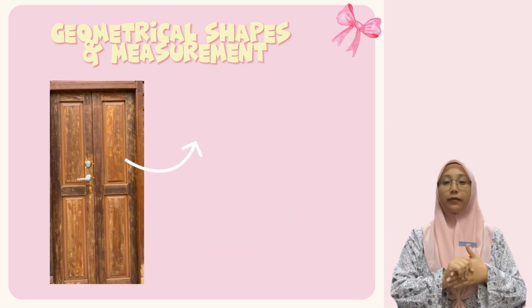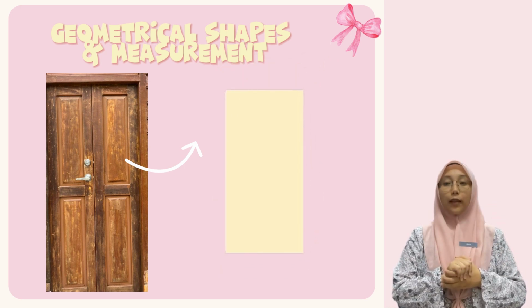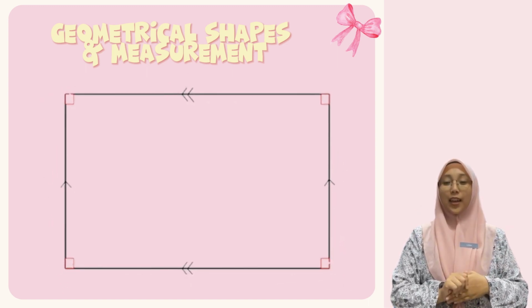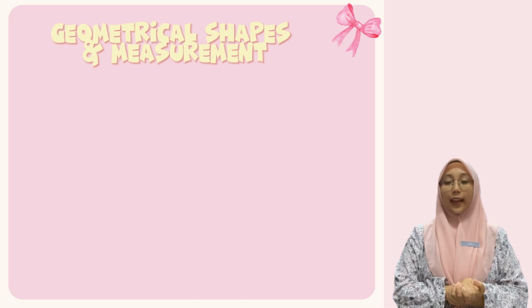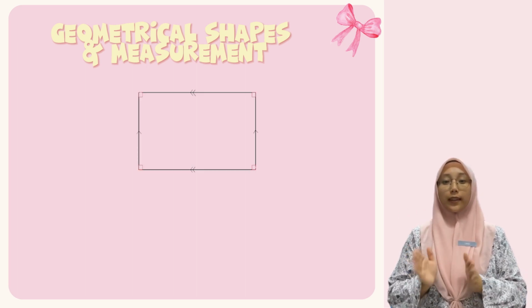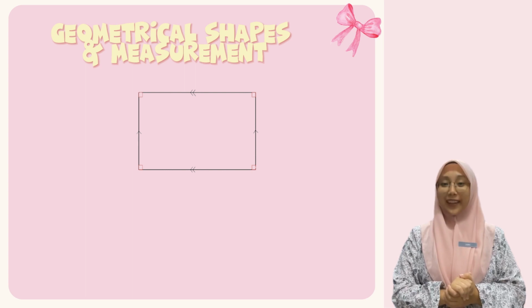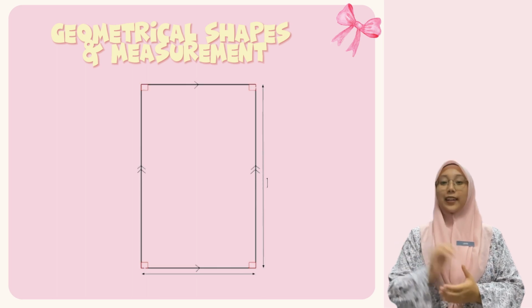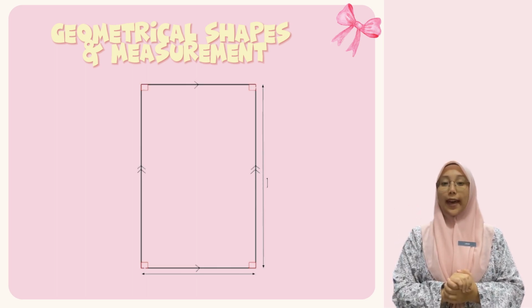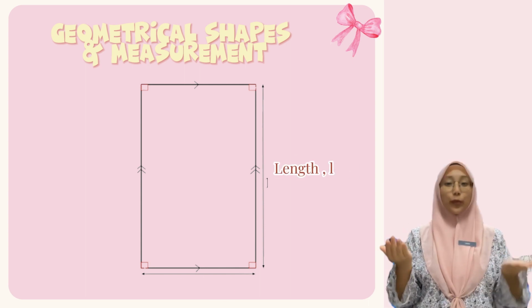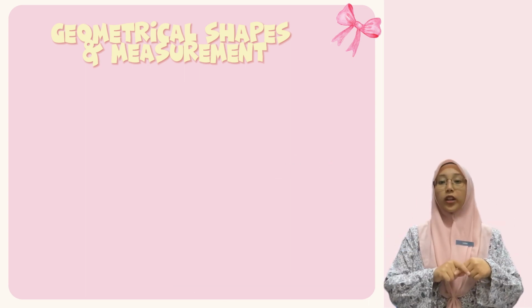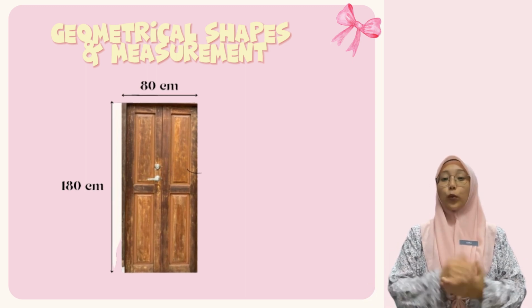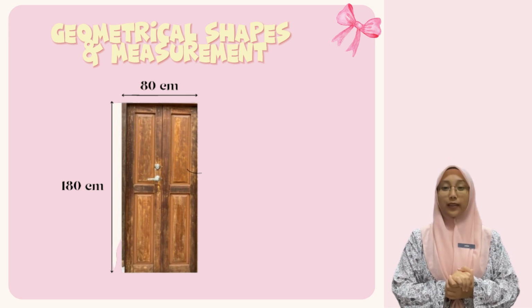From the door, we have a rectangle shape, which is a type of quadrilateral in which all four angles are right angles, which is 90 degrees. Then, it has two pairs of parallel sides that are equal to each other. Thus, it can be termed a parallelogram. A rectangle is a two-dimensional shape characterized by length and width. From the whole door, we got the length is 180 cm and the width is 80 cm.